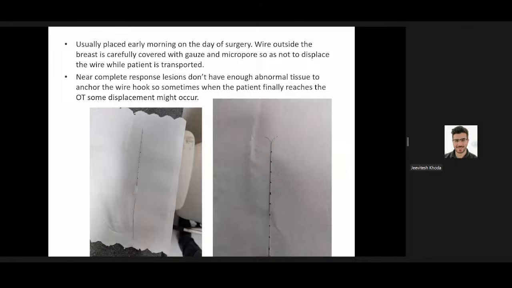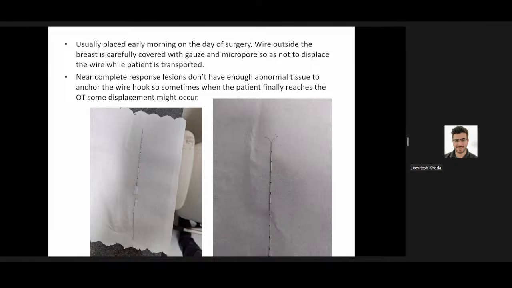So commonly we are doing it on the day of the surgery, early in the morning, because previously we've seen that if you admit the patient the previous day, a lot of movements take place, and inevitably some movement, some pushing here and there will happen, and a lot of times these wires get displaced by the morning. So right before the surgery, we try and put the wire at that time, and the part of the wire which remains outside the breast is carefully coiled up and covered with gauze and micropore so that it's not displaced while transporting the patient to the OT.